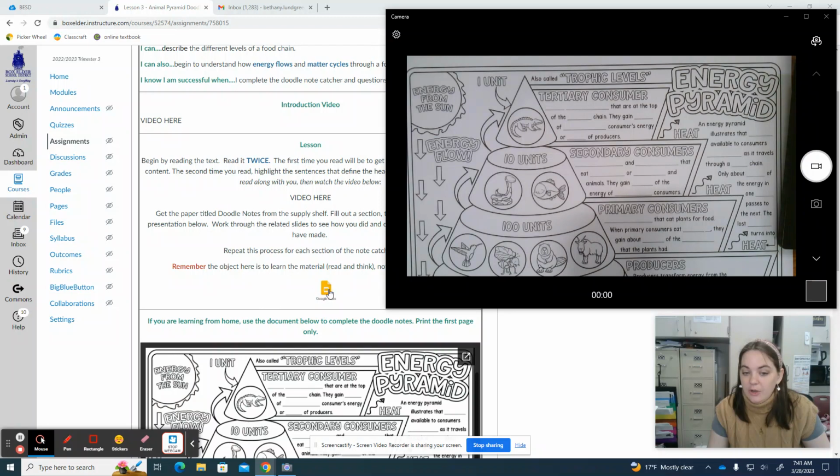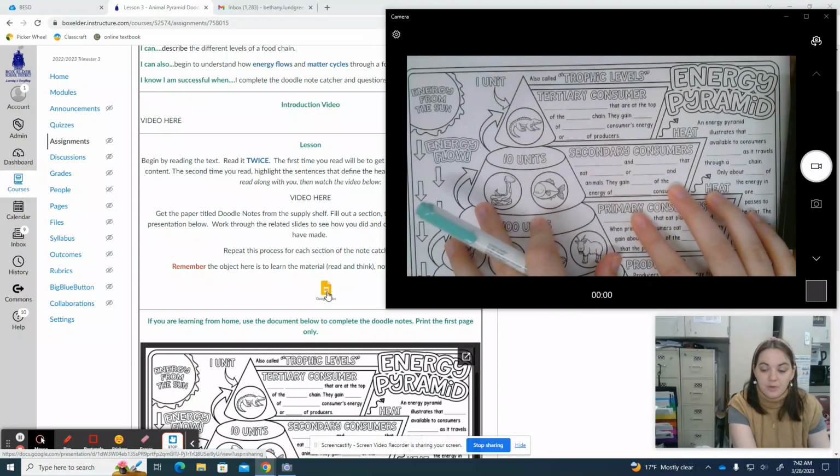There's this little yellow Google Slides. You're going to click on that. That is a slideshow that will tell you what should go in these blanks. You can read through the slides. It will tell you what you should be putting on here.